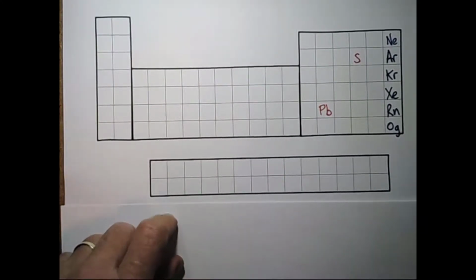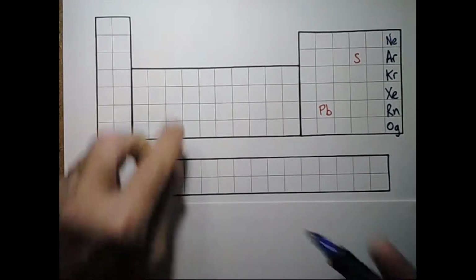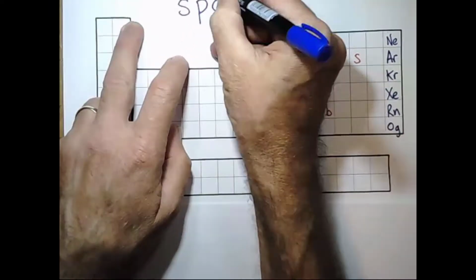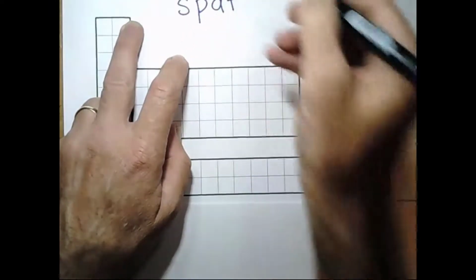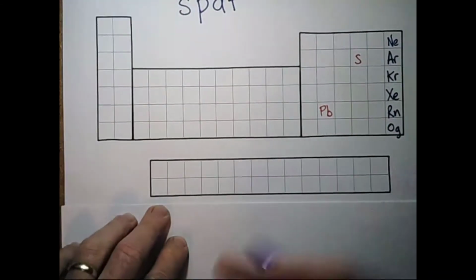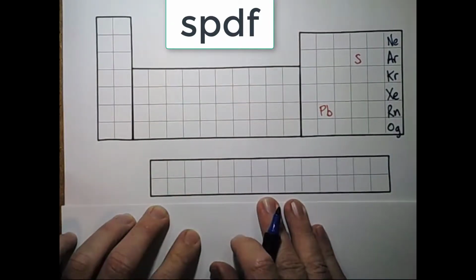All right, I mentioned in my last video, the only thing you really need to remember is the letters S, P, D, and F in that order. So maybe some pigs don't fly, or I don't know, some other way. Just somehow remember S, P, D, F in that order.